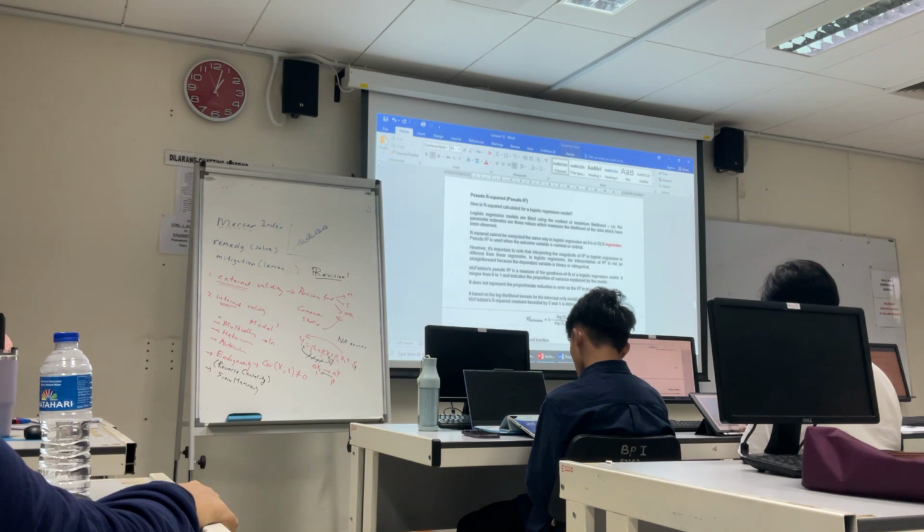So how to interpret the R square? How is R square calculated for logistic? Logistic regression models are fitted using maximum likelihood. The parameter estimates are those values which maximize the likelihood of the data. R square cannot be computed in the same way, so pseudo R square is used. Pseudo means not the real R square, when the outcome is nominal or ordinal.